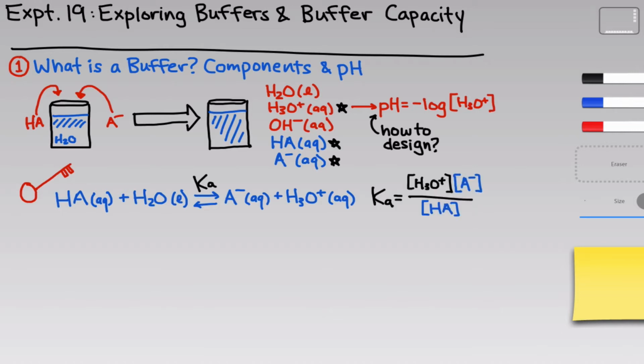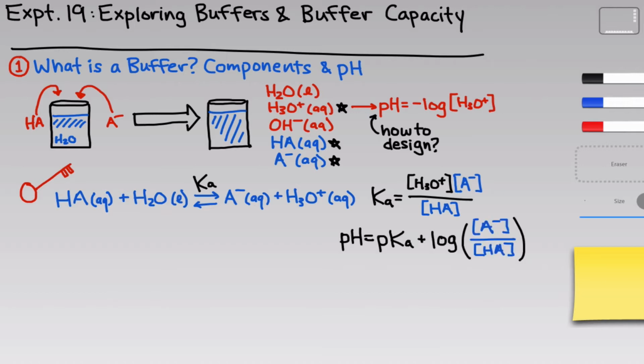If we write out the equilibrium expression for this key equilibrium for a buffer system, we find that in the numerator we have the products, the concentration of H3O+ and the concentration of A-, and in the denominator we have the concentration of HA, the reactants. So we see that because Ka is a constant, we can play with the ratio of A- to HA to affect the concentration of H3O+ and thereby the pH of the buffer solution.